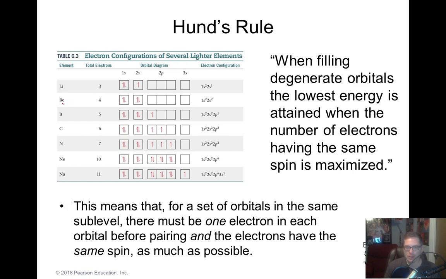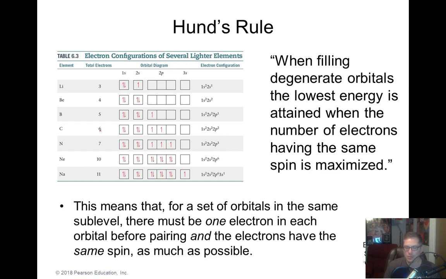Beryllium is the very next element. You've got 2 in the 1s and 2 in the 2s. Notice how there's only 1 electron difference between lithium and beryllium, and it gets 1 electron that's going to be pointing down next to the one that was pointing up. Boron is number 5, so it's got 1 more electron than beryllium, so we put it in the very next box because we are always filling from the lowest to the highest, and it's pointing up.